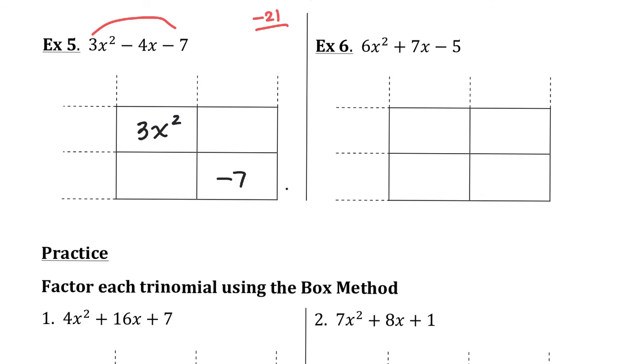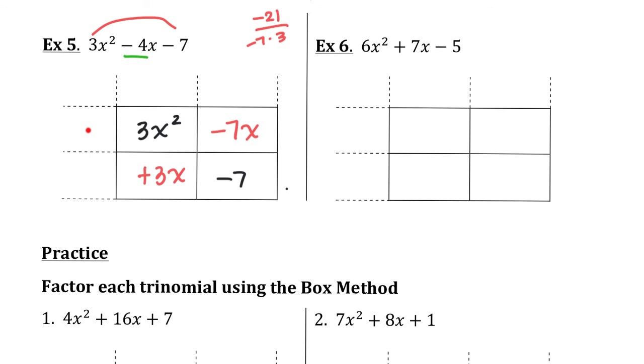Let's see, what do they have to add up to? Negative 4. So let's see, if I do 7 times 3, I'm going to give the bigger number the negative to try it. Negative 7 times 3 is negative 21. Negative 7 plus 3, oh, that is negative 4x. So I got it on the first guess. Remember, they're going in the x spot, so it's going to be negative 7x, positive 3x. And you could do it in the other order if you want.